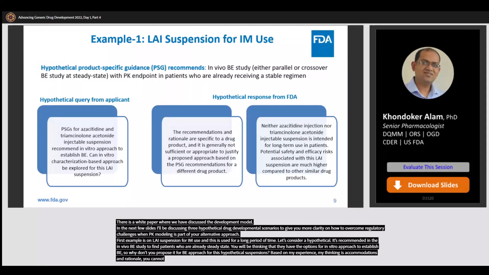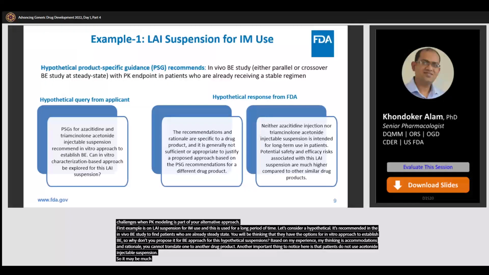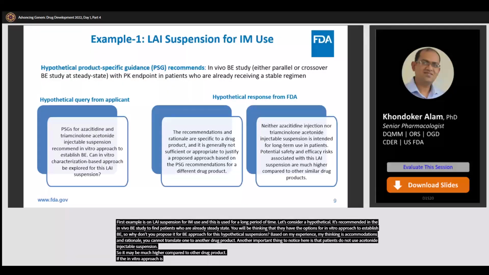Another important thing to notice here is that patients do not use azacitidine or triamcinolone acetonide injection for a prolonged period of time. So the potential safety and efficacy risk associated with this hypothetical LAI suspension may be much higher compared to other drug products. If the in vitro characterization based BE approach is not a viable option, and if there are certain challenges in conducting an in vivo BE study and you want to avoid those challenges, you may think of using a model-based alternative BE approach.